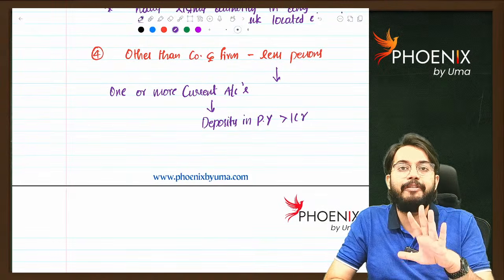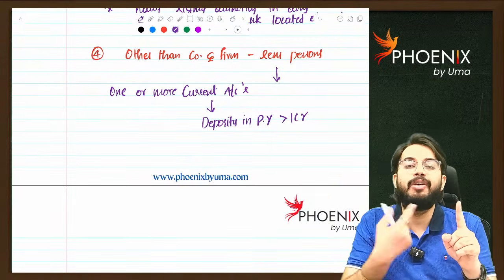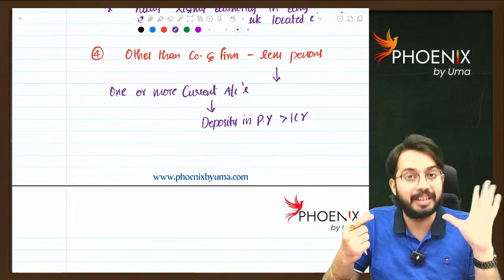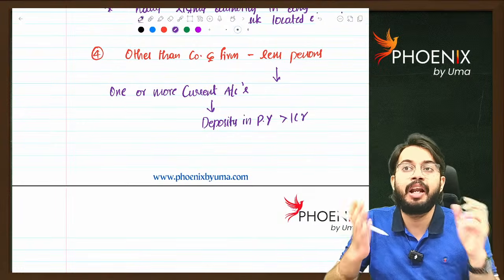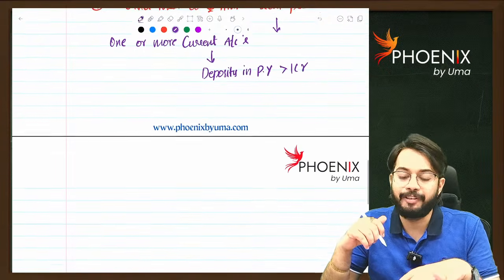So other than company and firm, for remaining persons, in one previous year, for all current accounts in that particular person's name, all those current accounts together, if total deposits are more than 1 crore rupees, they are mandatorily required to file ITR.